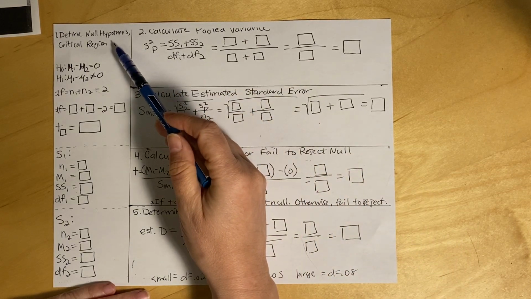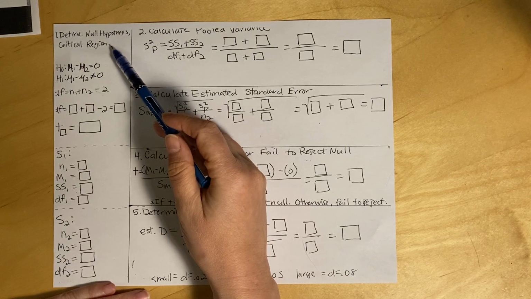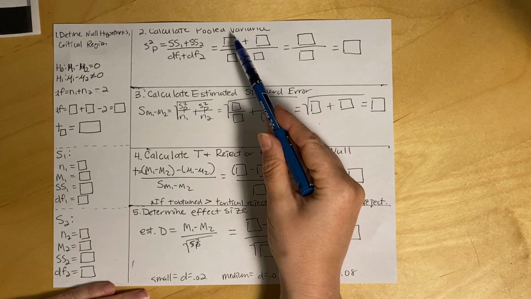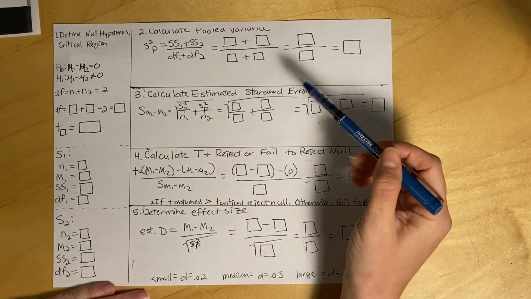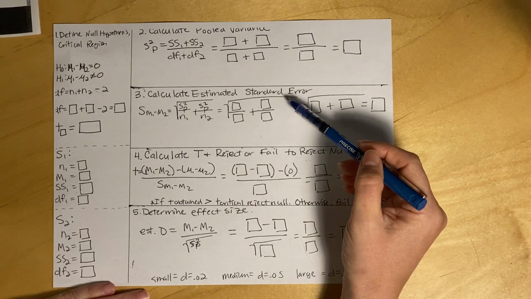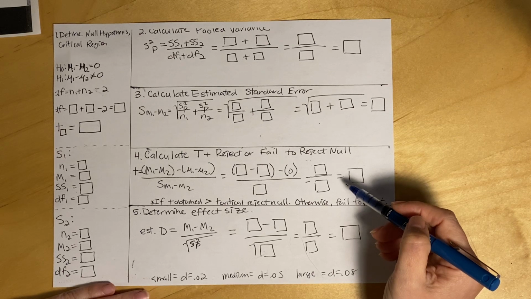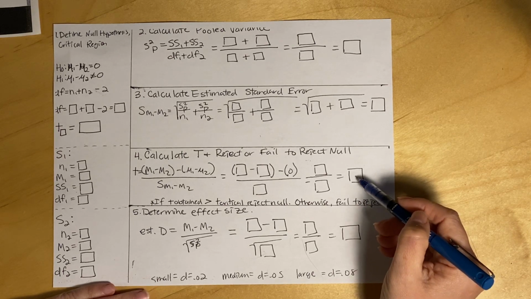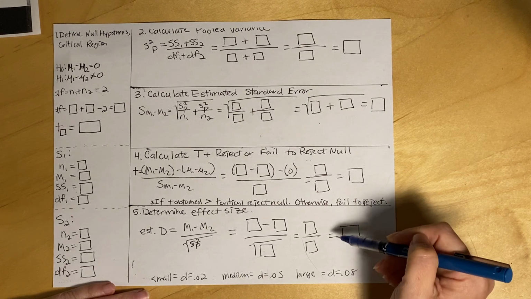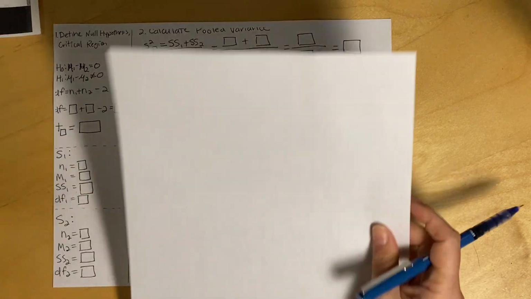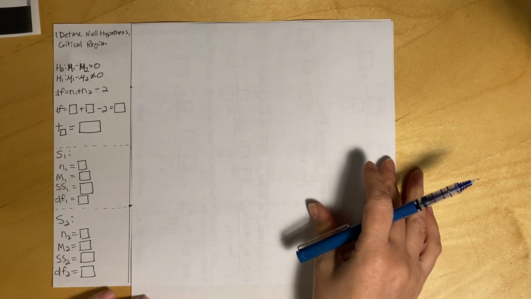The first thing we're going to do is define our null hypothesis, determine what our critical region is going to be. We're going to fill in the information that we have from the example. The second step is we're going to calculate the pooled variance. Following that, we're going to calculate the estimated standard error. Once we have the estimated standard error, we're able to calculate our value of t, and based on our t that we obtain, we're either going to reject or fail to reject our null hypothesis. And then finally, we're going to calculate our effect size. So for right now, I'm going to cover up this half so that we can really just focus on what we're doing.